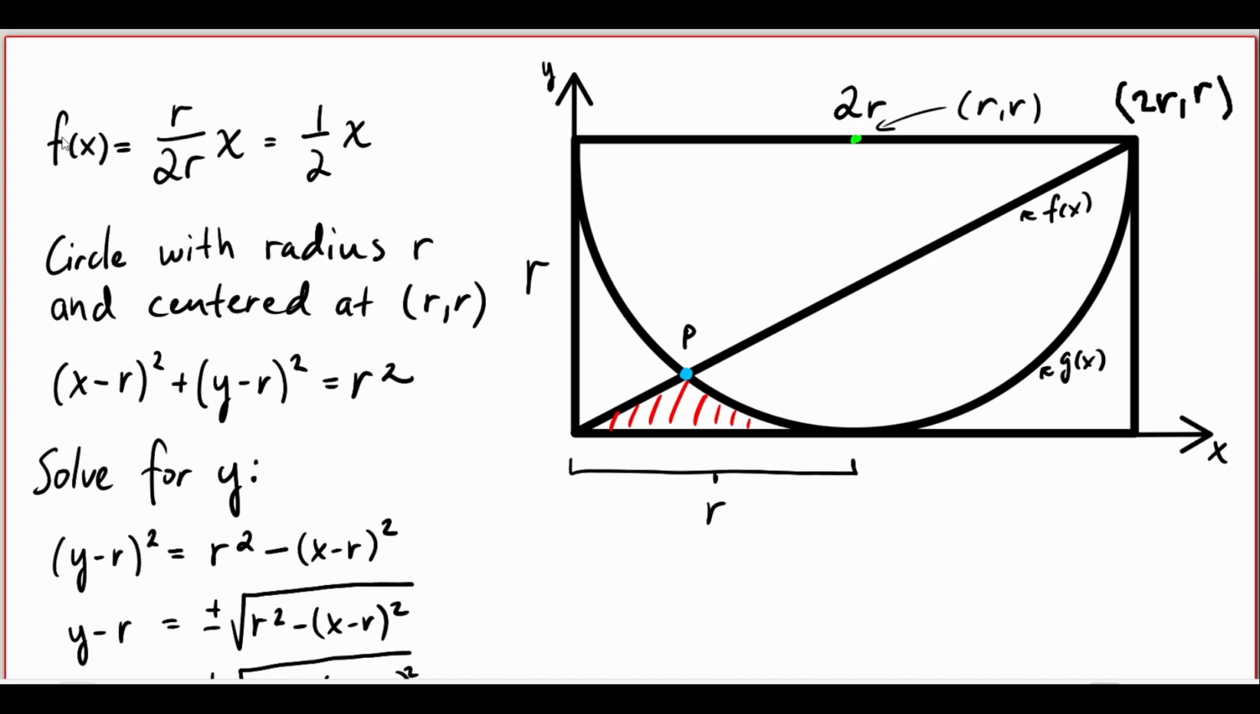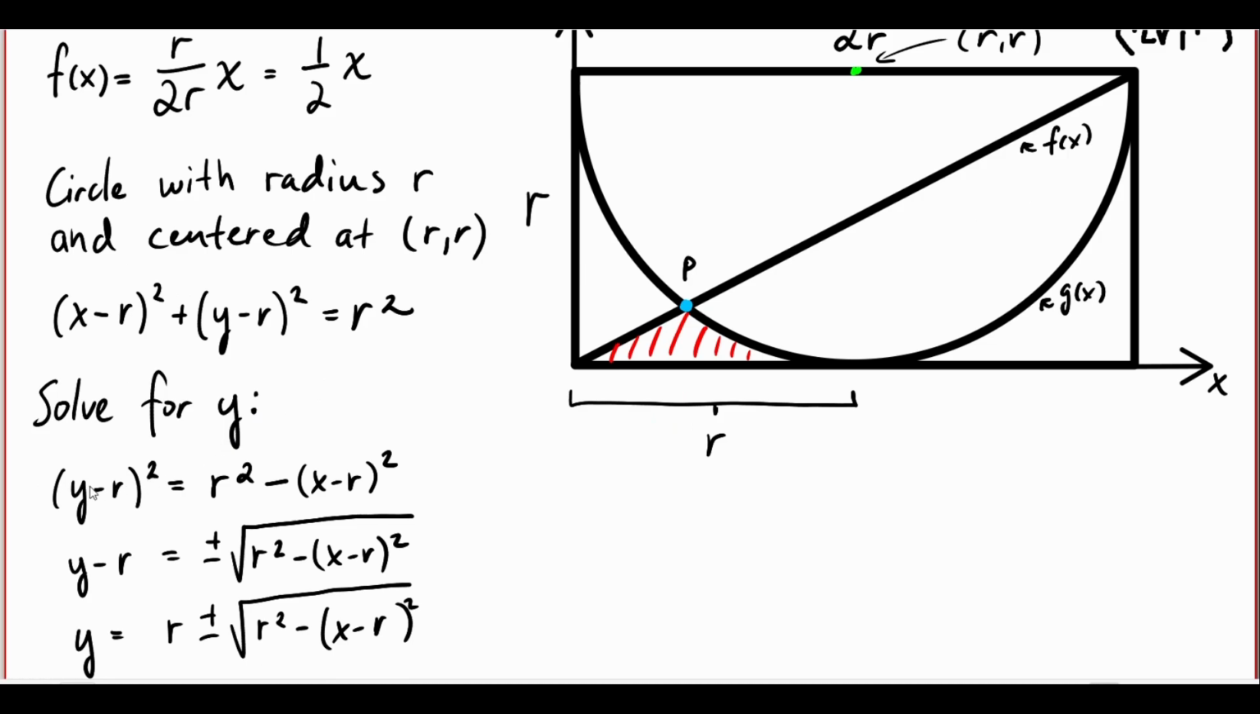And then we can express this circle using this formula here. (x minus r) squared plus (y minus r) squared equals r squared. So this is the formula for a circle centered at r comma r. So this is the center point's x value, and this is the y value of the center point. And we need to express a function, so we have to solve for y.